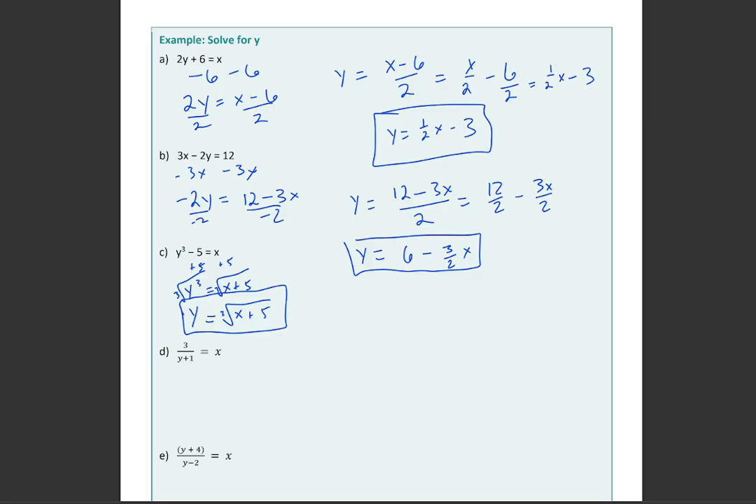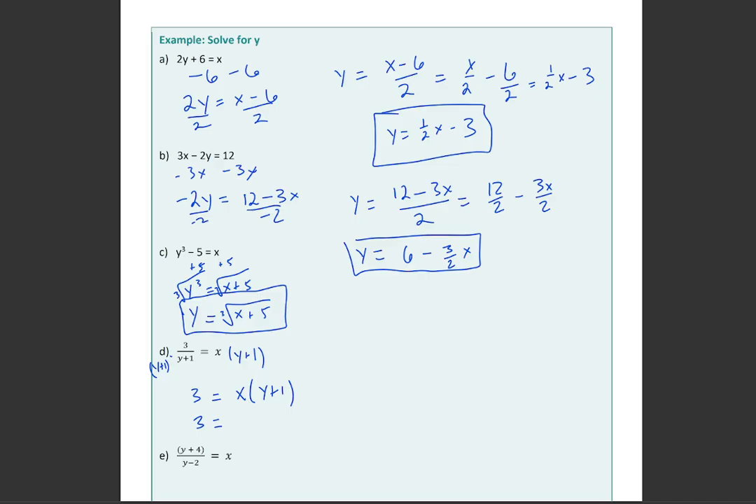Now we have a couple fraction problems to handle. So we have 3 divided by y plus 1 equals x. Easiest way to undo the fraction is to multiply both sides by the denominator. That essentially is multiplying the y plus 1 to the other side. So now we have 3 equals x times y plus 1.